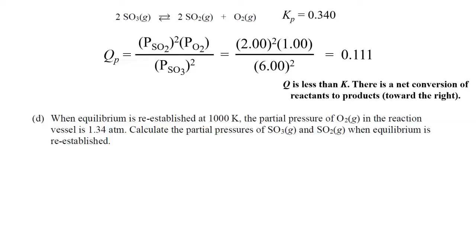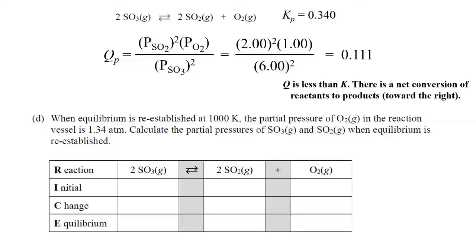If you're thinking, would it be a good idea to make a RICE table to solve this problem? The answer is yes. That's exactly what we're going to do. We're going to make a RICE table. And for the reaction row of the RICE table, you can see there's the balanced chemical equation with the appropriate coefficients. For the initial row of the RICE table, let's go ahead and fill in the partial pressures at the moment that that stress or that disturbance occurred. So the partial pressure of SO3 is 6 atmospheres. The partial pressure of SO2 is 2 atmospheres. And the partial pressure of O2 is 1 atmosphere.